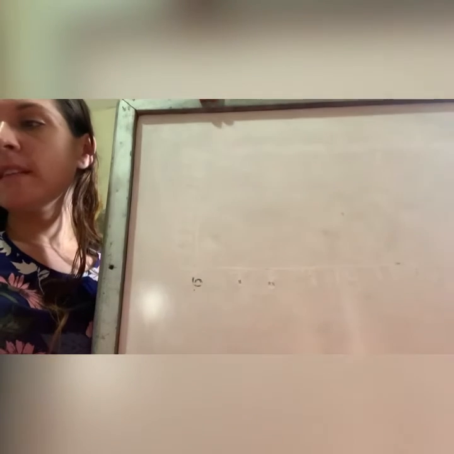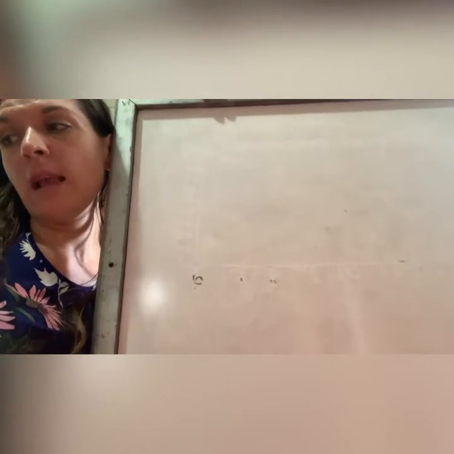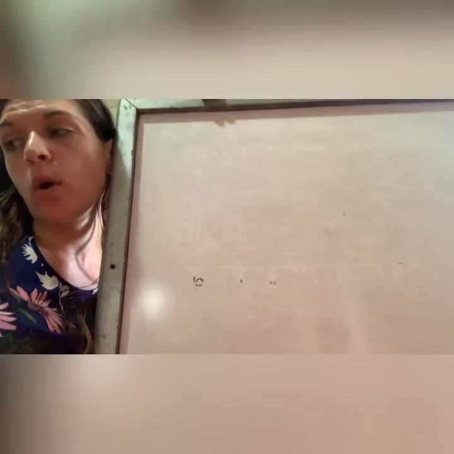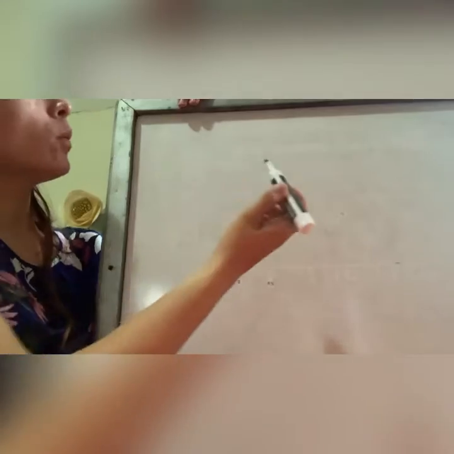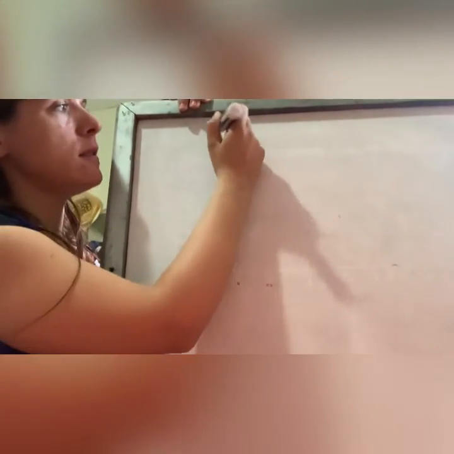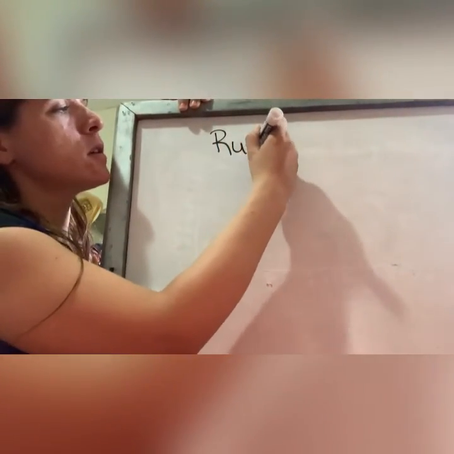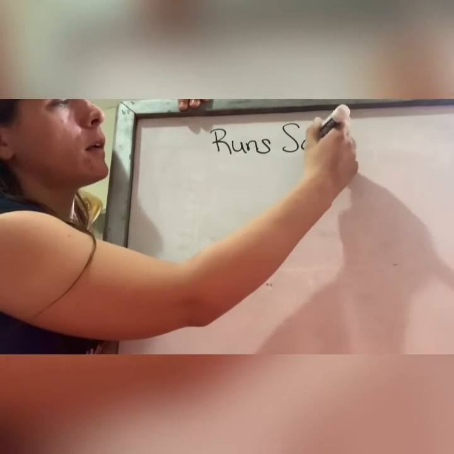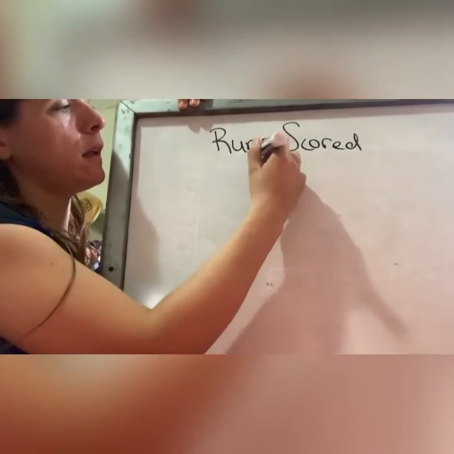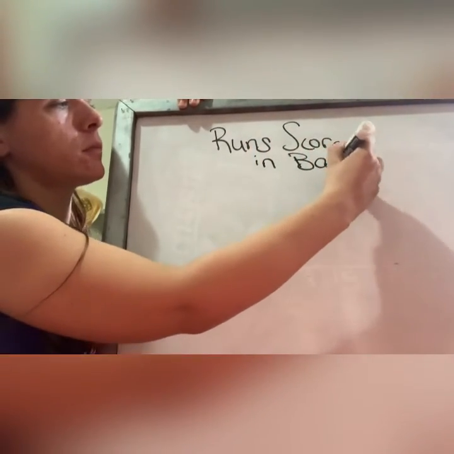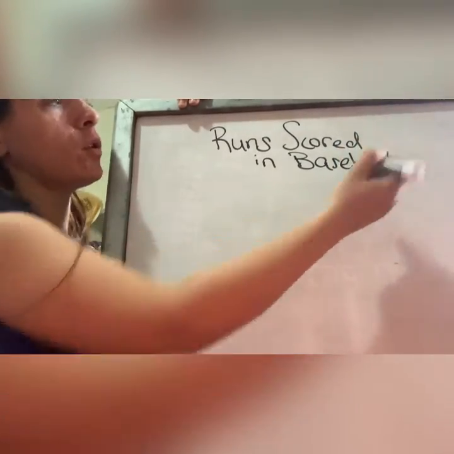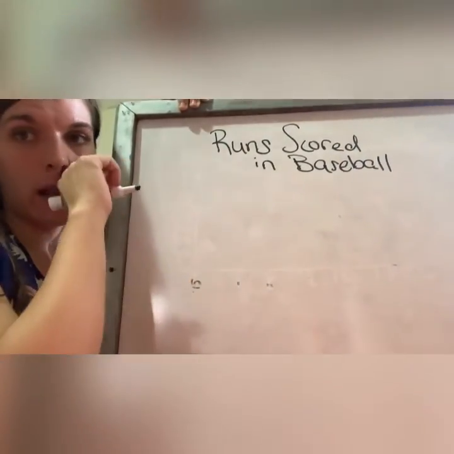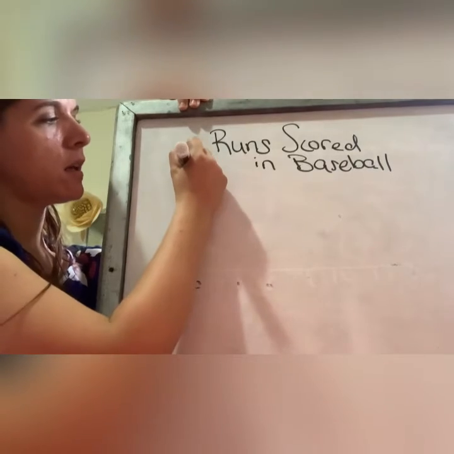Look at number 2, it says construct a line graph for this table giving runs scored in 8 consecutive baseball games, okay? So what's our title going to be? Runs, home runs, right? Runs scored in baseball. Okay, you don't need to do some messing around here. You need to do it nice and pretty.